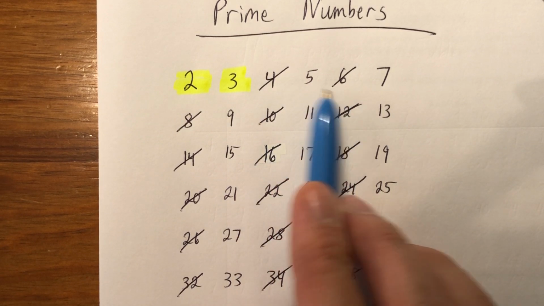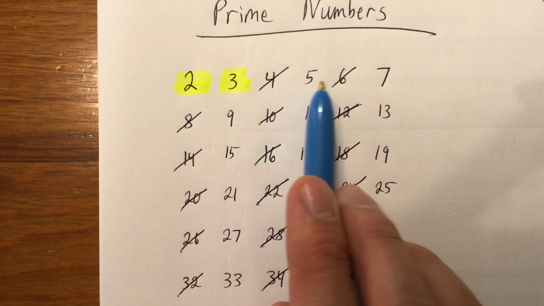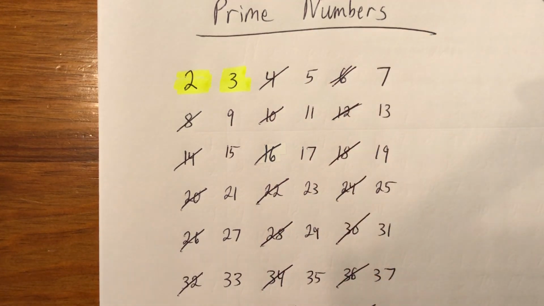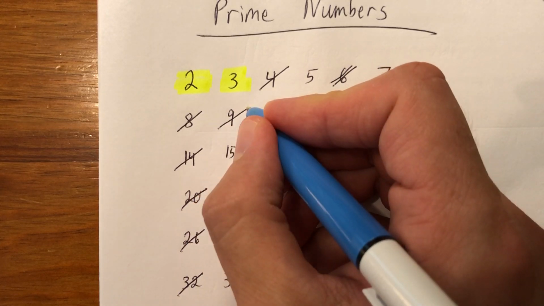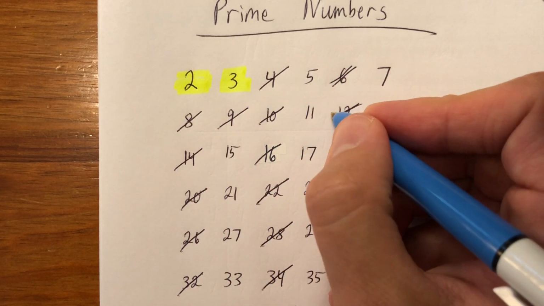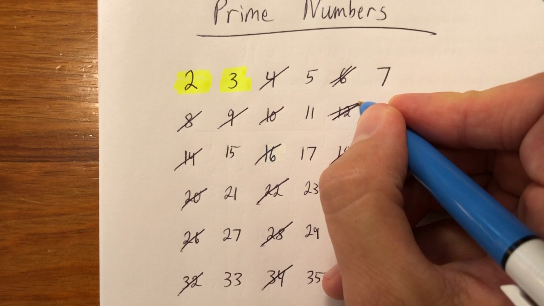and the 6. Okay, so from 3 I go 1, 2, 3, mark it out. I've already marked it out, but I'll mark it out again. 1, 2, 3, mark it out. 1, 2, 3, mark it out. Even if you already marked it out.